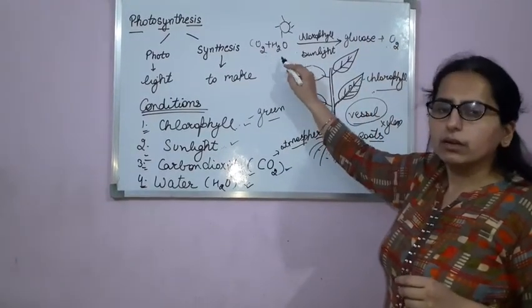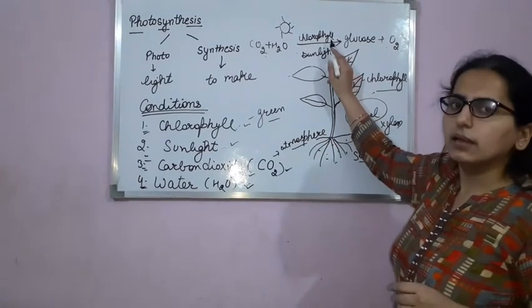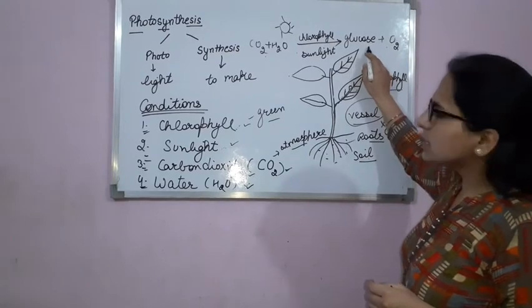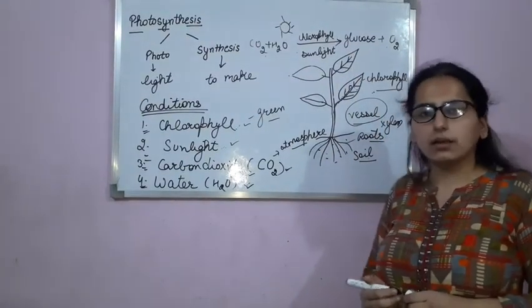So this is the equation of photosynthesis. CO2 and water will react together in the presence of sunlight and chlorophyll, and this results in the formation of glucose and oxygen. Clear?